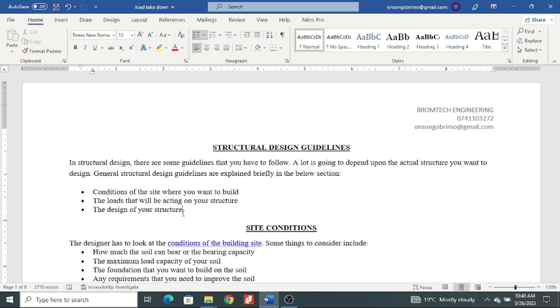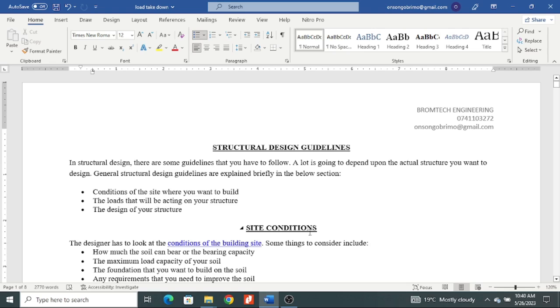If I'm building, let's say, at the coast where I have a lot of salts in my soils and my underground water, then I need to think about how I am going to treat my steel, and how I'm going to look at all these other parameters. Secondly is the loads that will be acting on my structure.